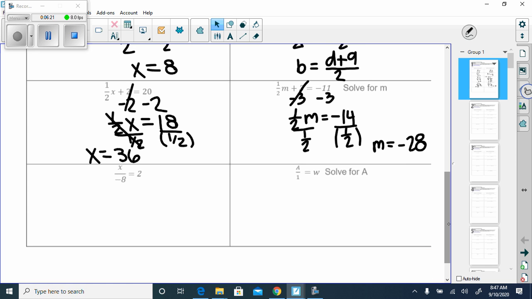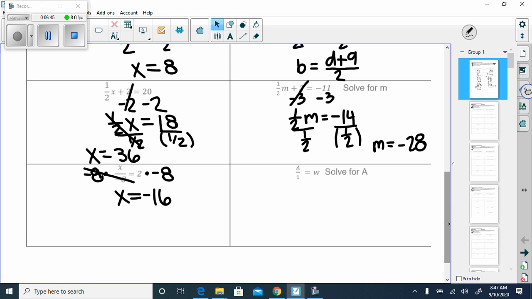Okay. Last row here. How do I get that negative 8 out of the bottom? Multiply, right? That's going to go away. And I end up with x equals, good.